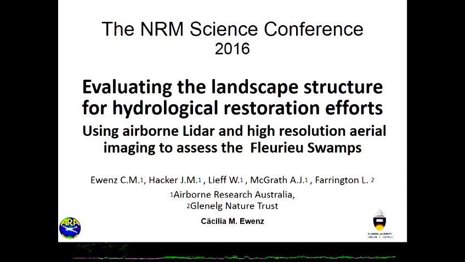So we, at Airborne Research Australia, use Airborne LIDAR and can collect high quality, high resolution aerial imagery of the landscape. And because we use very small aircraft, it's actually fairly cheap to acquire the data.